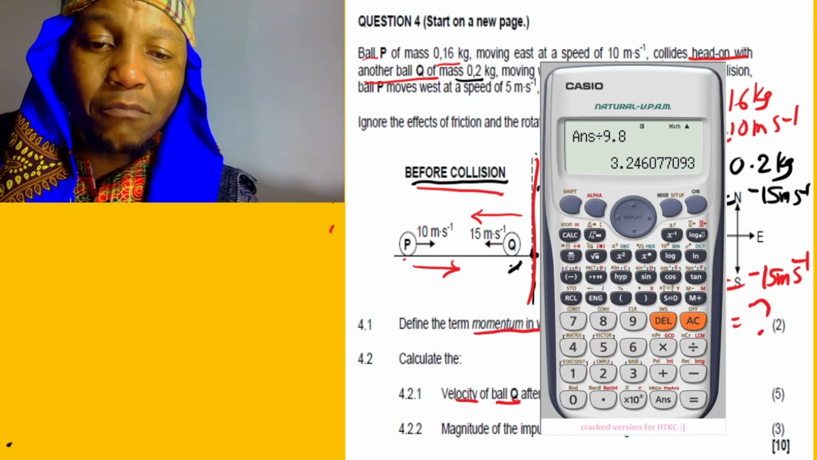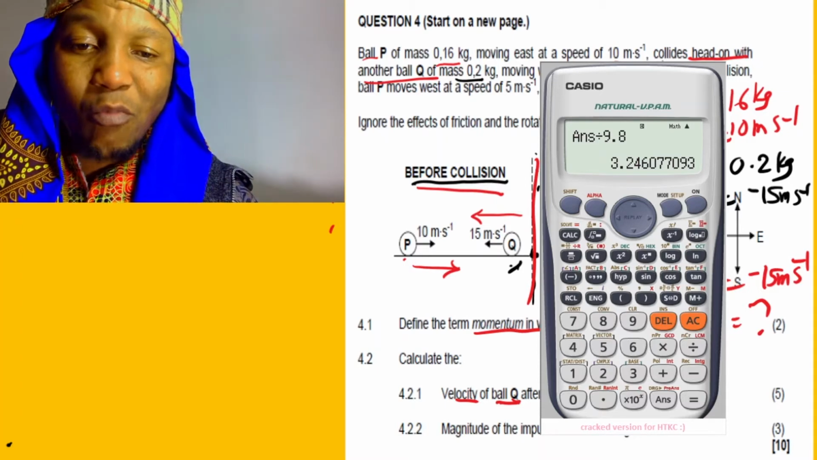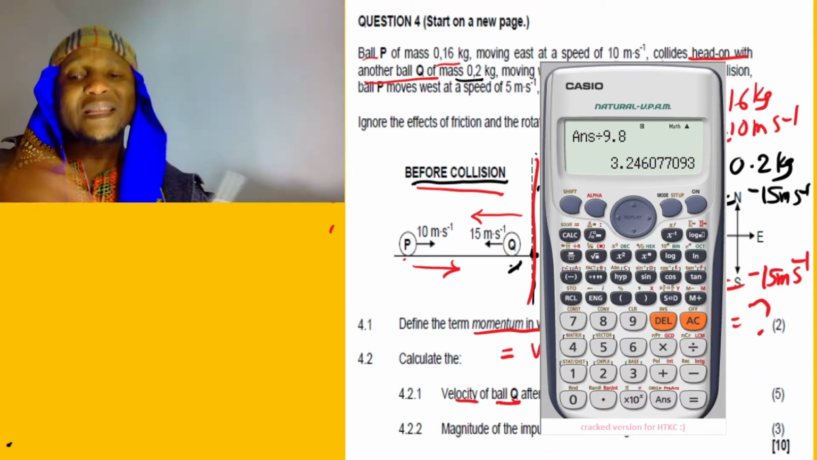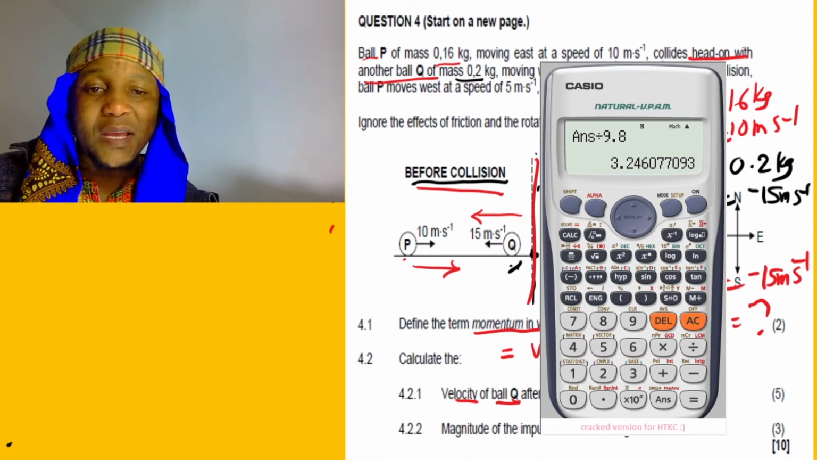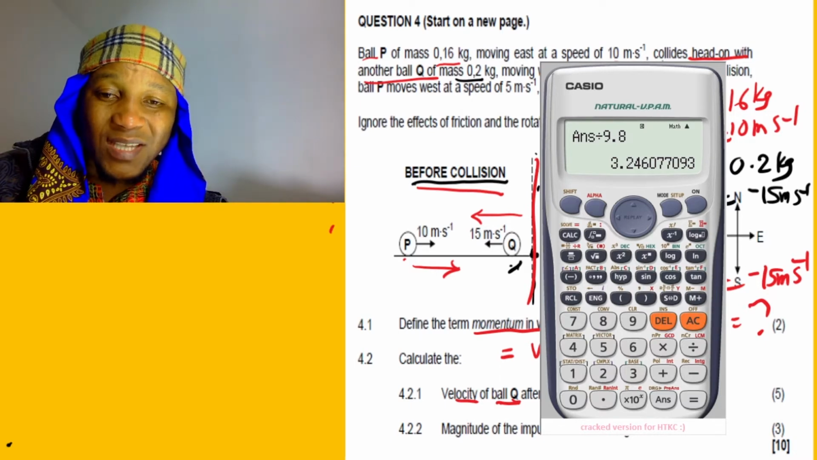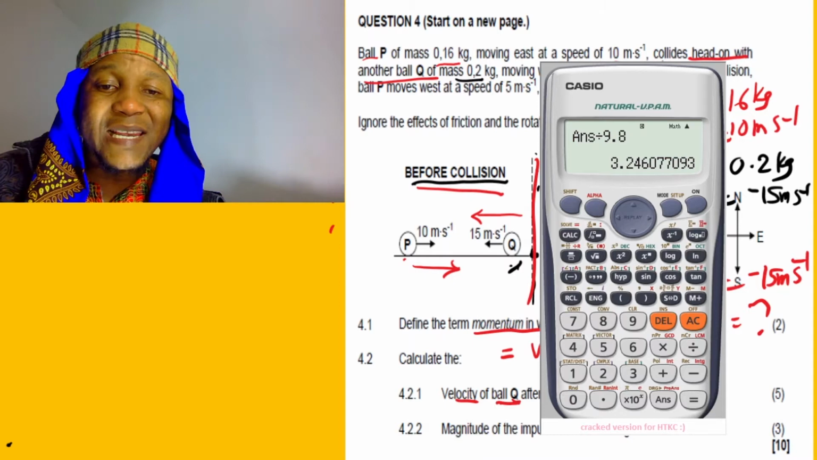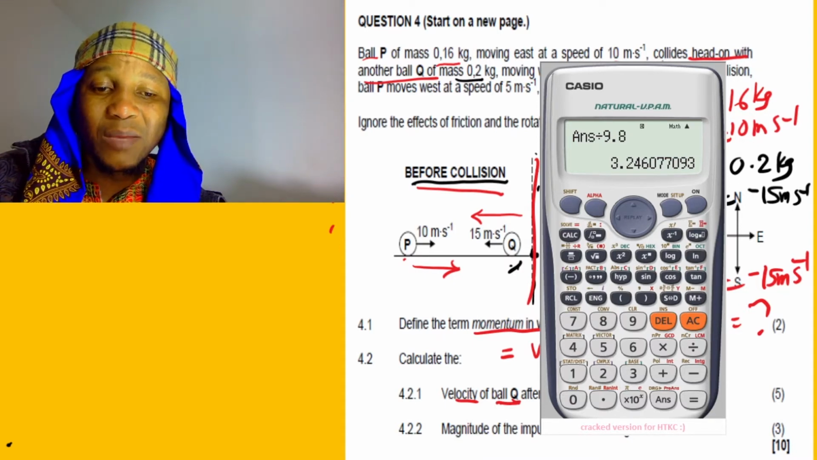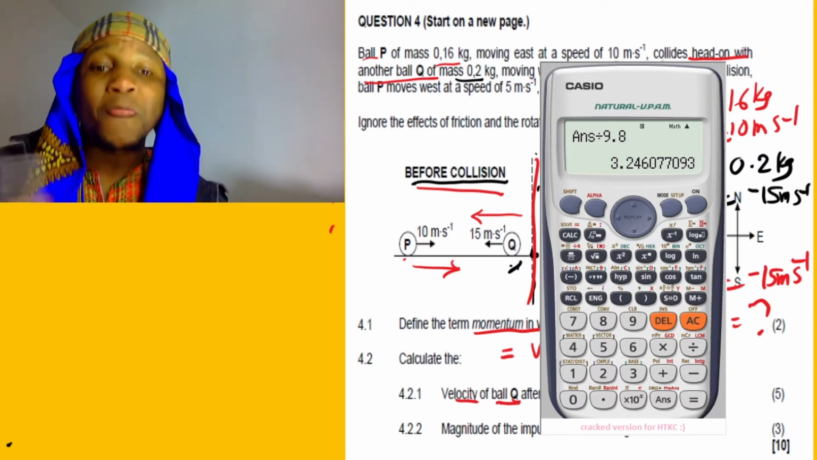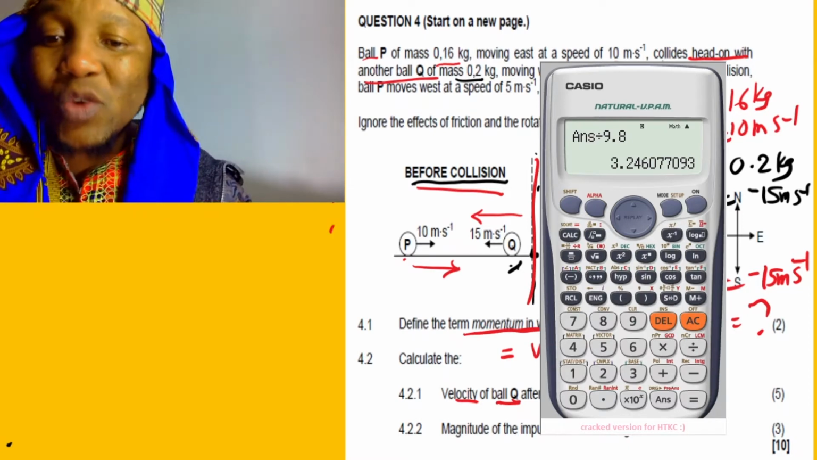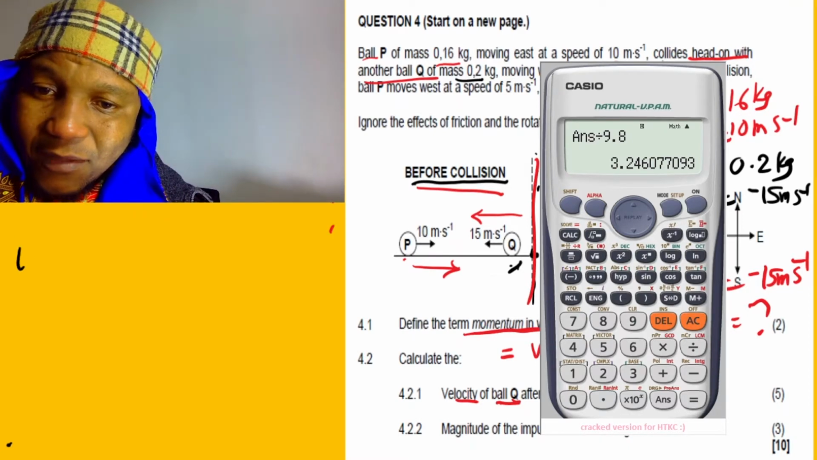Now let's see here. Define the term momentum. Momentum is equal to mass times velocity. That's the momentum. And the actual definition is: linear momentum is the product of mass and velocity. So we're going to say linear momentum, because the question says define the term momentum.